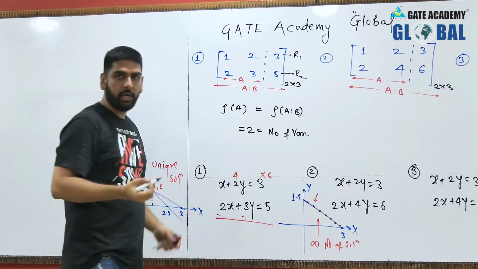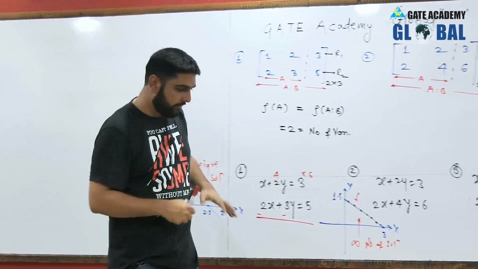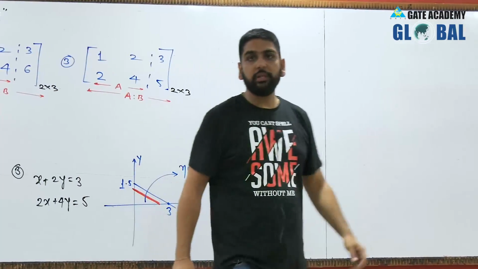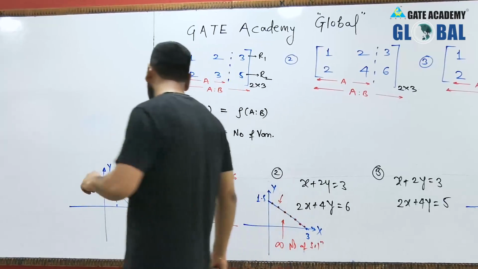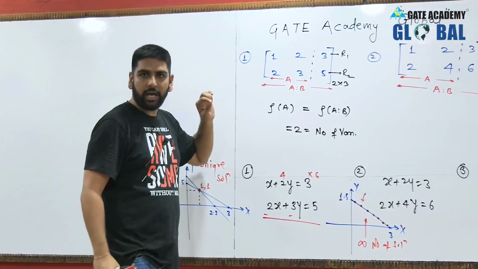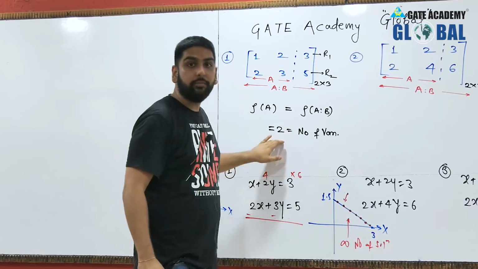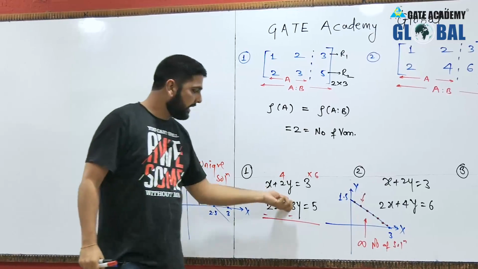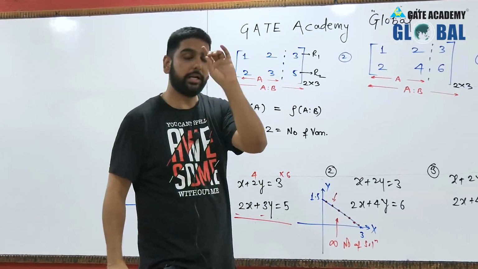Number of variables. Because I have a unique solution here, if I solve it with the elimination method or with the graphical method, I have only one intercept point. That means I have only a unique solution, and for a unique solution we conclude that the rank of A and rank of AB are equal to 2, which is equal to the number of variables. This is the concept we have from class 9th, and we related it with rank because we know the concept of rank.